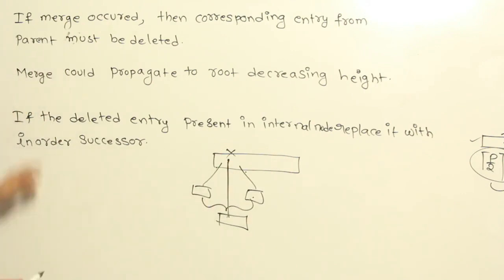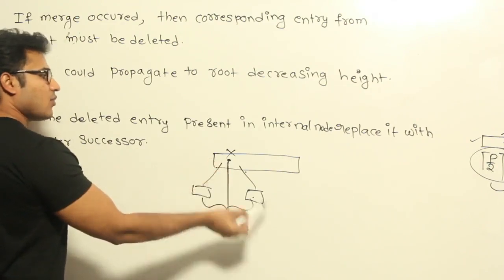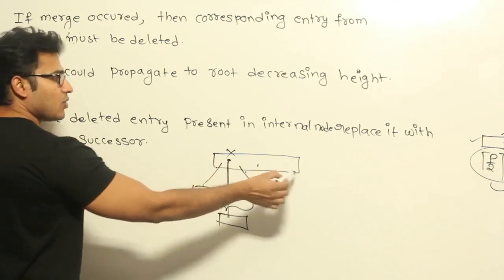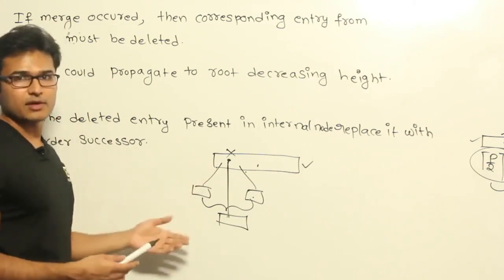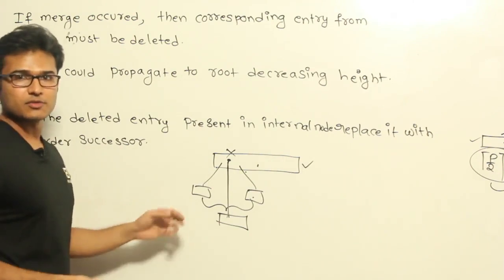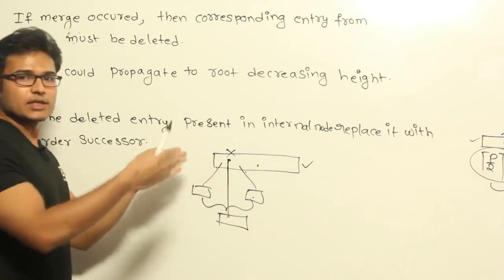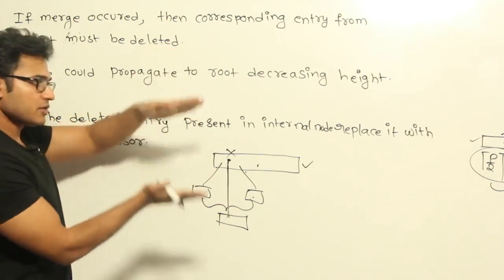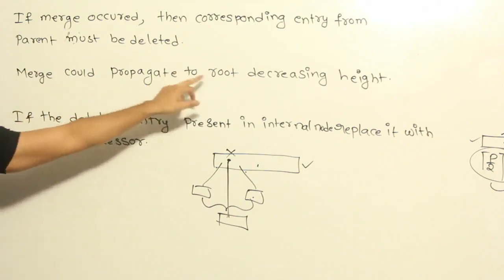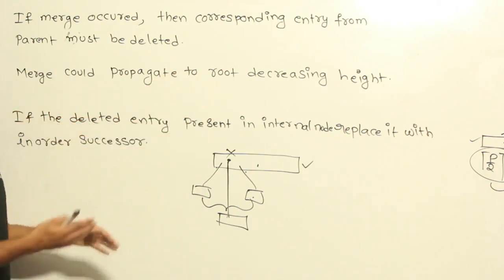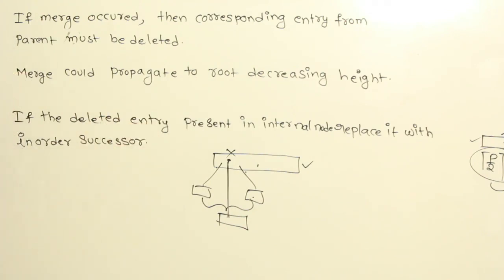Required modifications. Now whenever you delete an entry from here, there could be a possible underflow in the parent. In that case, you might have to again do the same kind of thing, either merging or redistribution, whatever is possible. If you keep on merging till the root, then the height of the tree might reduce. The merge could propagate to the root, decreasing the height of the tree. I'll show you with an example how it is possible.